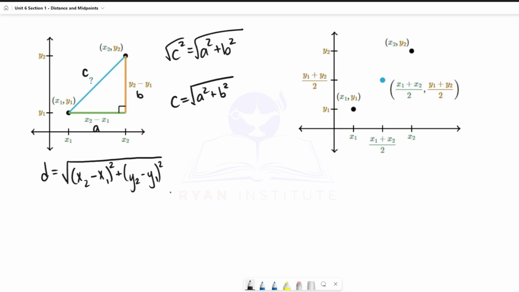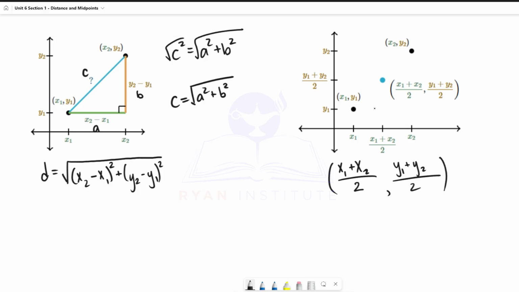All right, now let's talk about the midpoint formula. The midpoint formula is going to be the following. It is going to be x1 plus x2 divided by 2, and then it's going to be y1 plus y2 divided by 2.